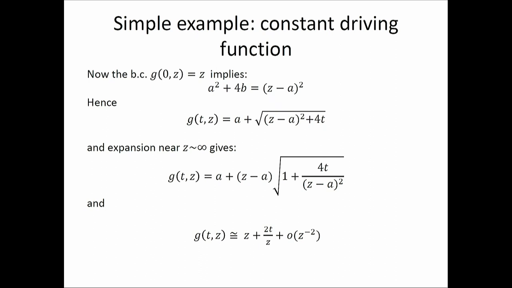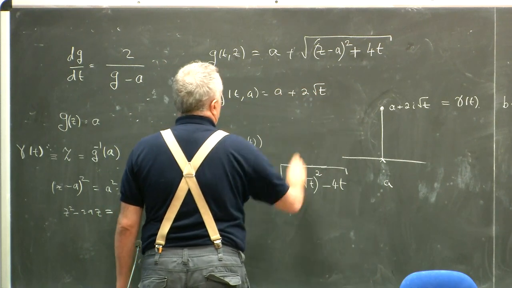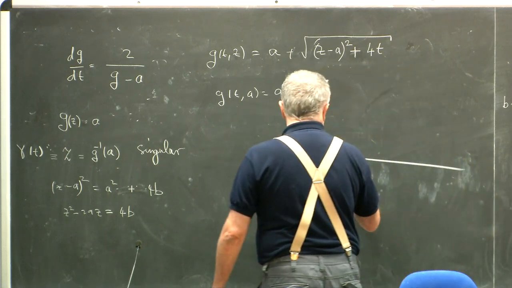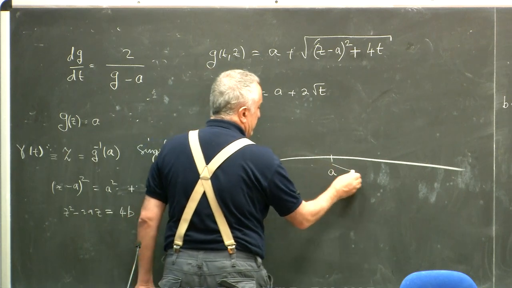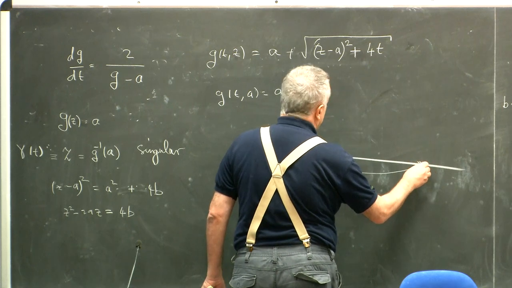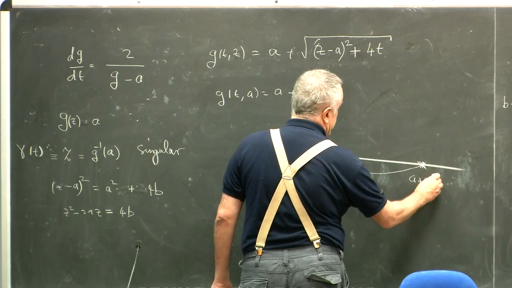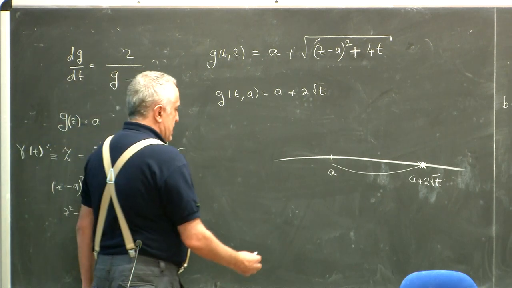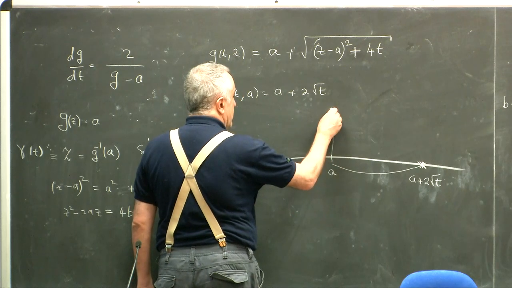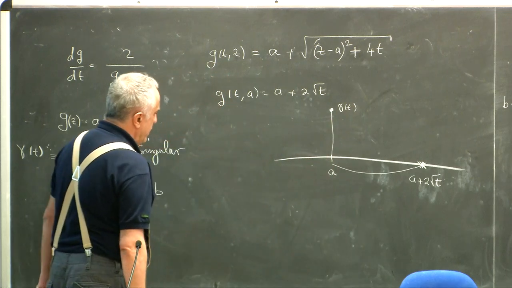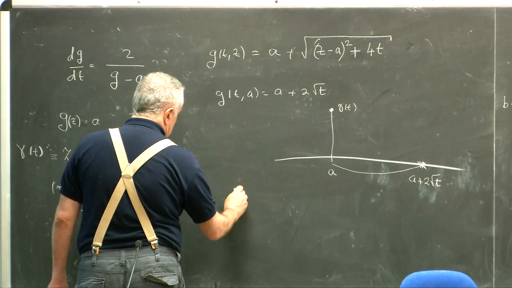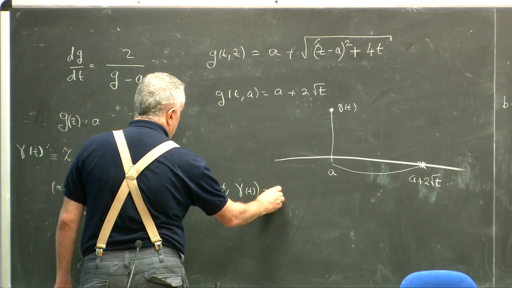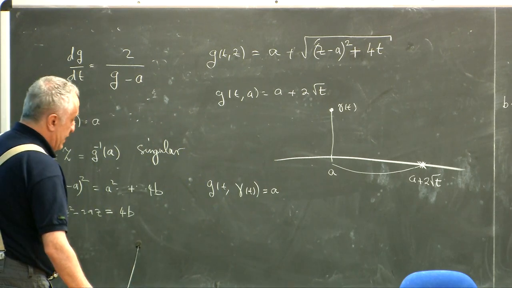G T of A now becomes A plus 2 root T, and it means that you started from A but G is mapping it to somewhere here, which is A plus twice root T. However, the tip gamma of T satisfies that G T of gamma of T must equal A, which is in fact this expression.